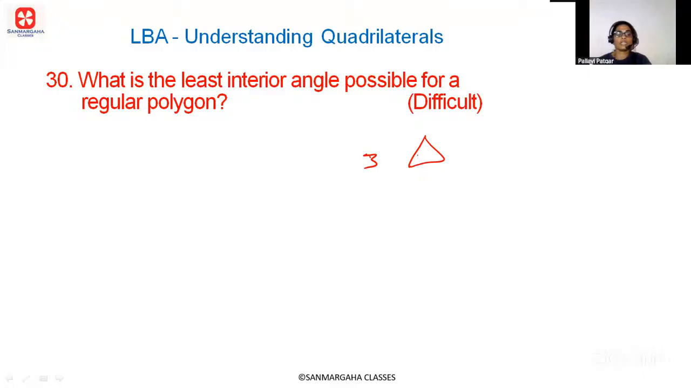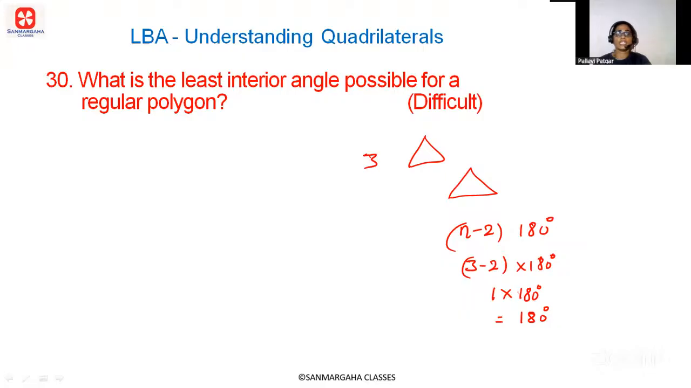Okay. A regular polygon means all sides and angles are equal. So this is an equilateral triangle. So if we find its interior angle, the formula for the sum of interior angles of a polygon is n minus 2 into 180 degree. So 3 minus 2 into 180 degree. So 3 minus 2 is 1 into 180 degree. So this is equal to 180 degree.